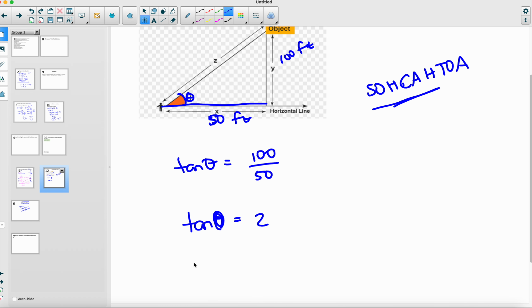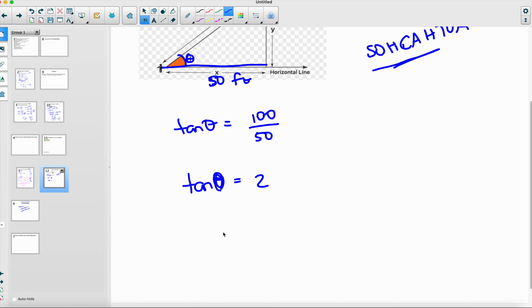So how do I find this angle? Whenever I want to pull the angle from being attached to the trig function, this is where the inverse trigonometric functions come into play. So if tangent of theta is equal to 2, then theta is equal to tan inverse of 2. And I do this because this is what I'm plugging into my calculator to be able to get that angle.